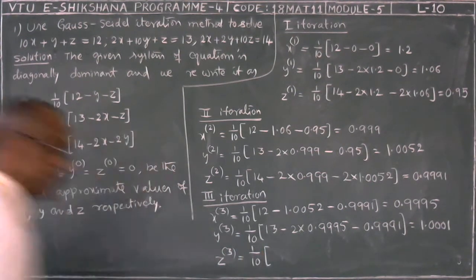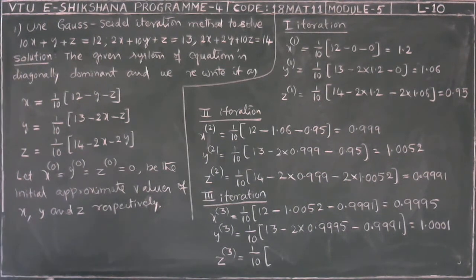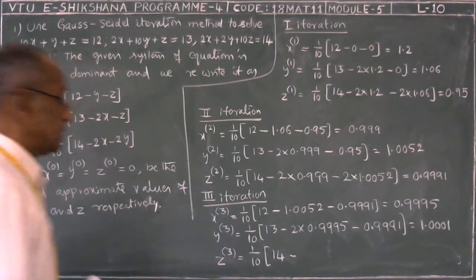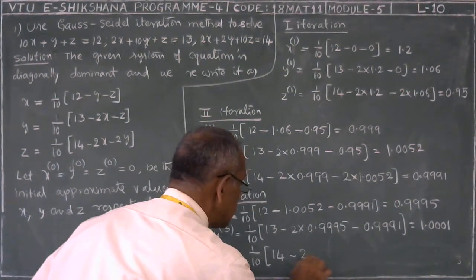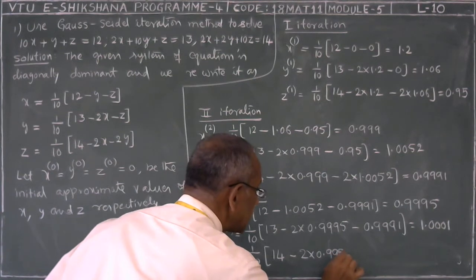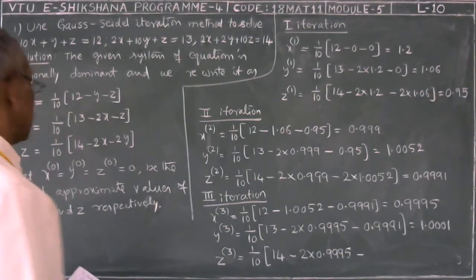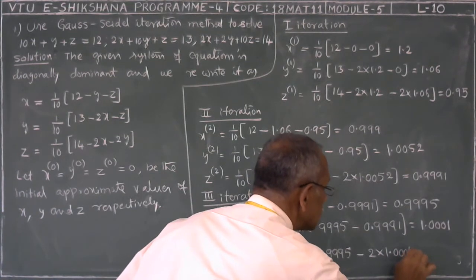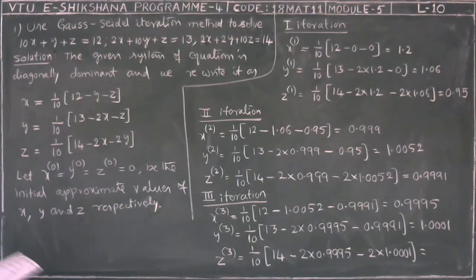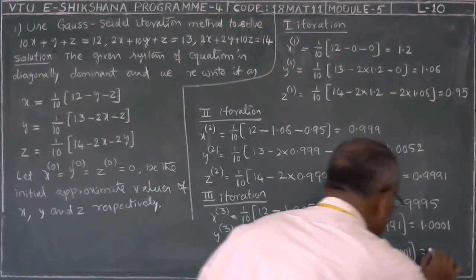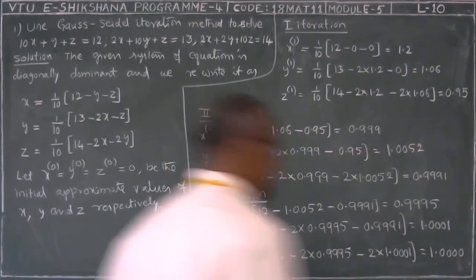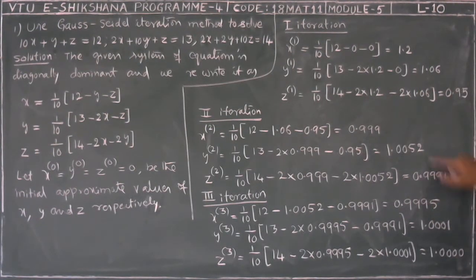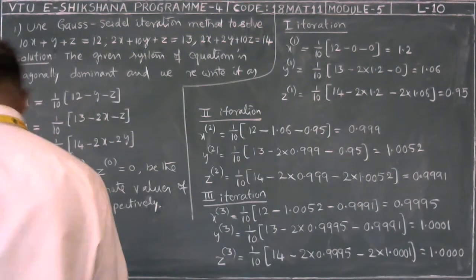The third approximation to z is 1/10 into 40 minus 2 into x, 2 into this value 0.9995, minus 2 into y, 2 into this value of y, 1.0001. If you compute this using a calculator, you get, after 4 decimal places, 1.0000. Now we have to compare again. After 4 decimal places there is a small difference, so we have to continue to a fourth iteration.